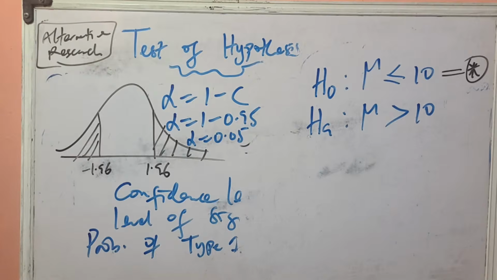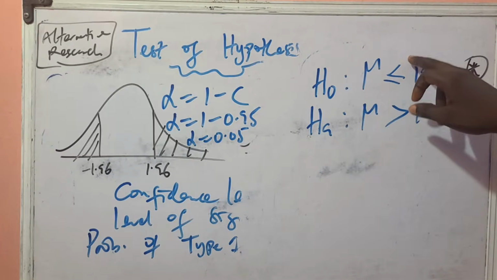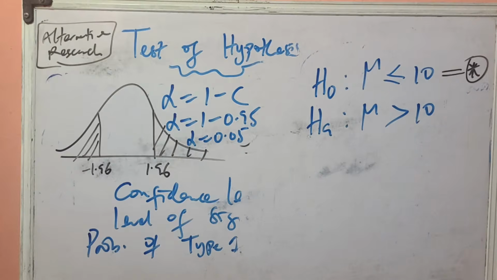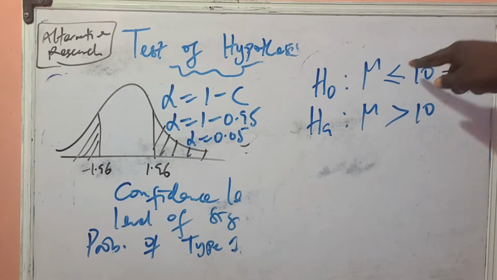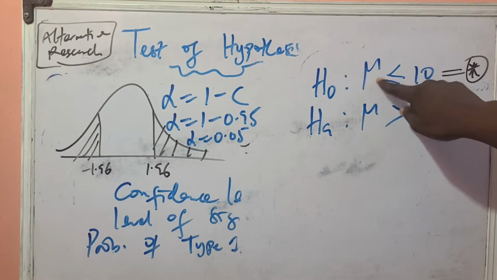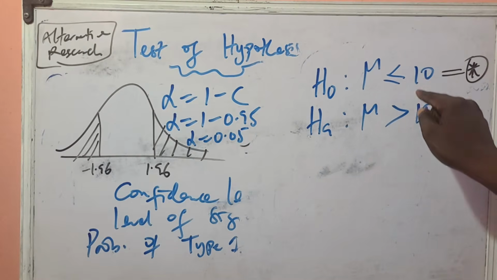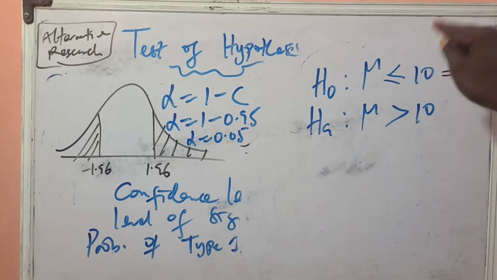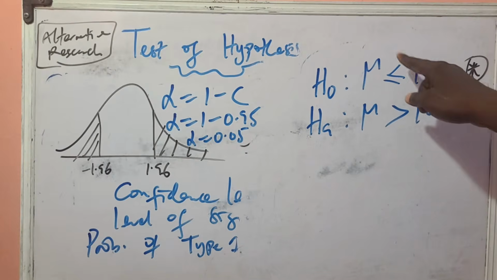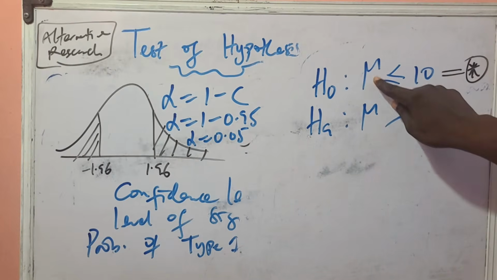I'm not even so sure it's something I've seen so much, where you see this place not having the equals to. In almost every case, the null hypothesis is always going to hold equals to. Now, it could be less than or equals to. Sometimes it could be just equals to. It could be greater than or equals to, but equals to will always be there.